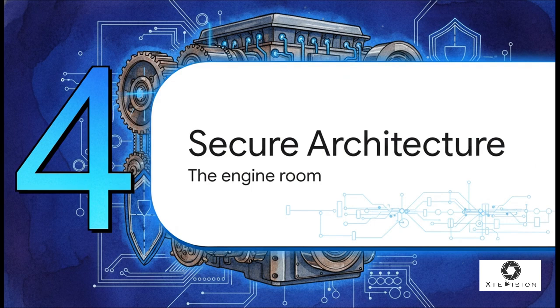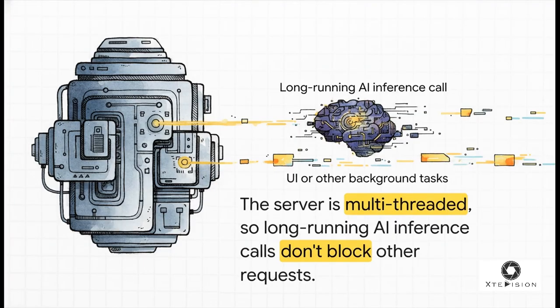Of course, none of this cool front-end stuff matters if the engine underneath isn't solid. So as developers, we gotta ask, is it robust? Is it secure? Let's peel back the curtain and look at the architecture that's powering all this. First things first, and this is a big one for any dev: performance. The server is multi-threaded. That's so important because it means a really long, heavy AI inference call isn't going to block everything else. The UI stays snappy, other tasks keep running, and it makes for a much smoother experience.